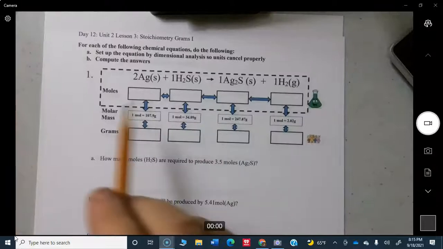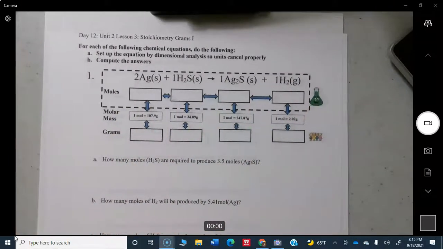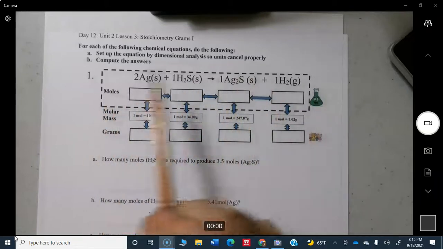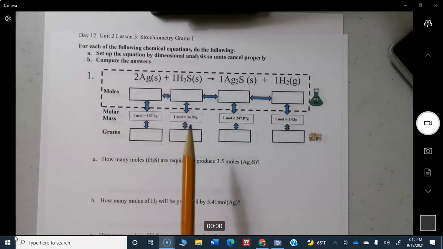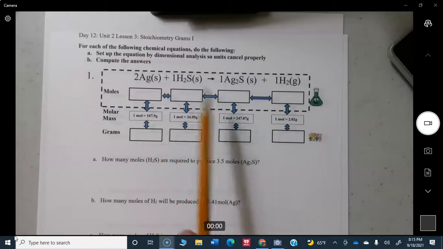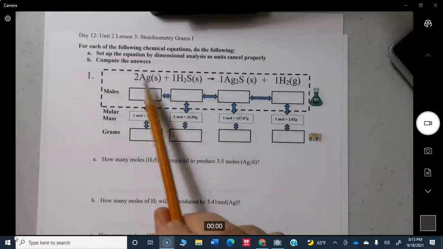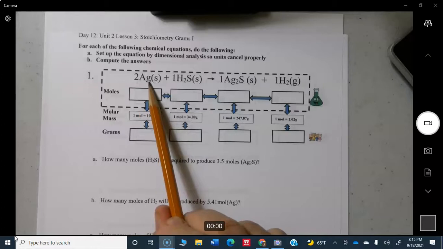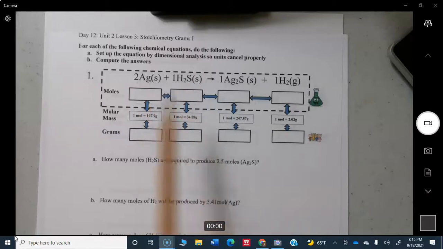Okay, so here we go. Here we have a chemical formula, and this is the graphic organizer that you will be using. Inside the dashed line is the world of the chemical formula. Again, it's counting numbers of particles. It needs two atoms of silver for every 1 molecule of H2S.